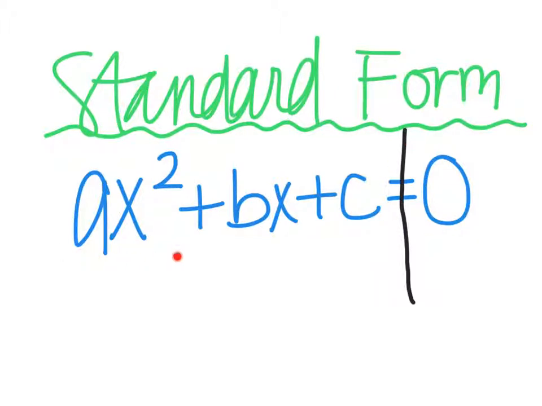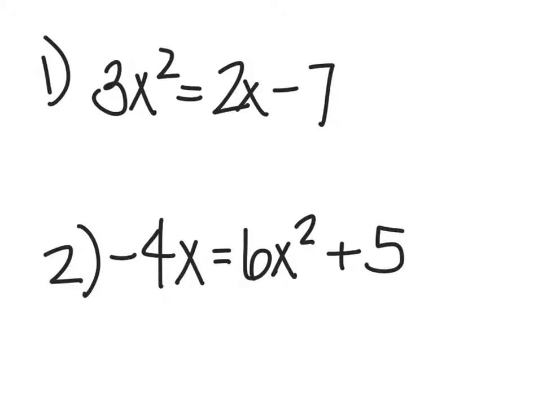It's also important to note that your exponents go in order from biggest to smallest. So our first exponent is a 2. There's an x squared, then there's an x to the first, and then the constant here has no x's. And they do have to be in this order: x squared, then x, and then the constant term. So I have two problems that I need to get into standard form.